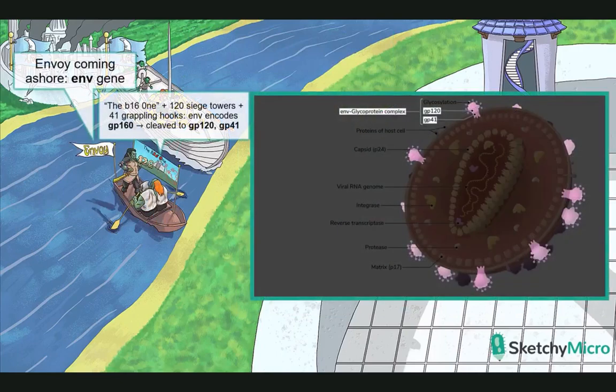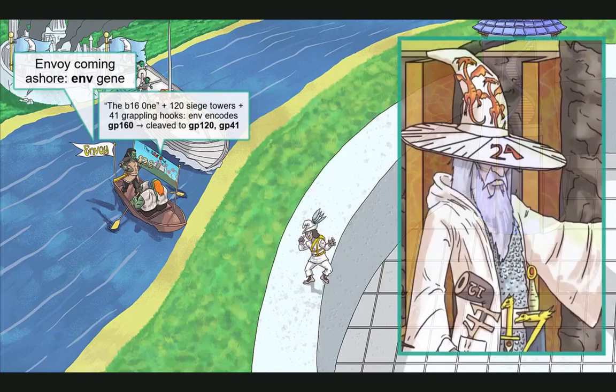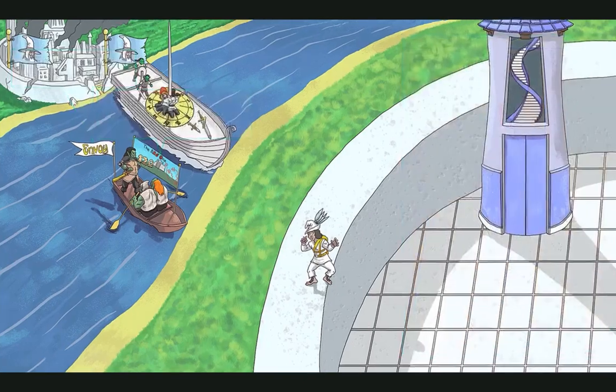That Envoy boat is carrying plans for a major attack called the Big One, with siege towers and grappling hooks galore. Envoy also represents ENV, a polyprotein containing the precursor envelope protein GP160, which is cleaved by the host cell into GP120 and GP41. Some quick math suggests that 120 plus 41 equals 161. So, come on, they should have just called it GP161, but that's science for ya. These proteins were represented by the evil wizard's pipe in Part 1, but now he's upgraded from tobacco to war machinery so we can see how they actually function. GP120 and GP41 play an important role in cell entry, which we'll talk about in a bit.